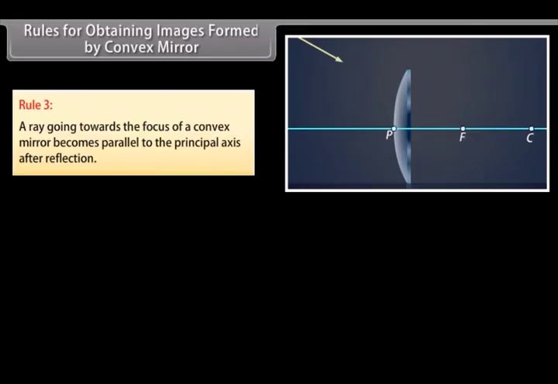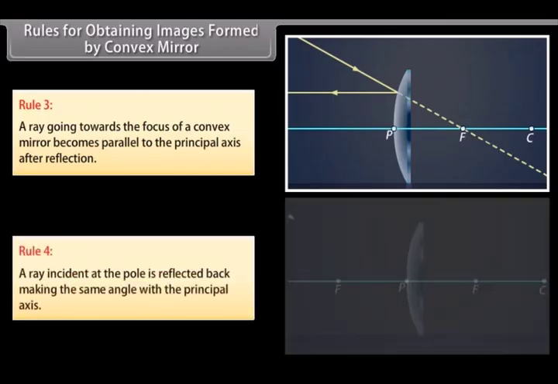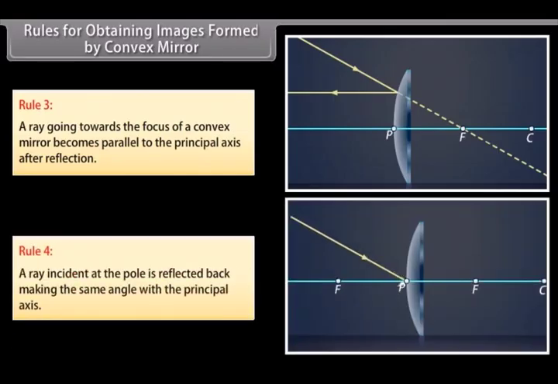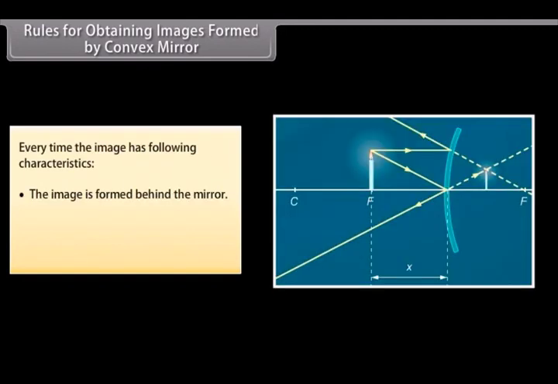Rule 3: a ray going towards the focus of a convex mirror becomes parallel to the principal axis after reflection. Rule 4: a ray incident at the pole is reflected back making the same angle with the principal axis. Every time, the image has the following characteristics: the image is formed behind the mirror. It is virtual and erect, smaller than the object.